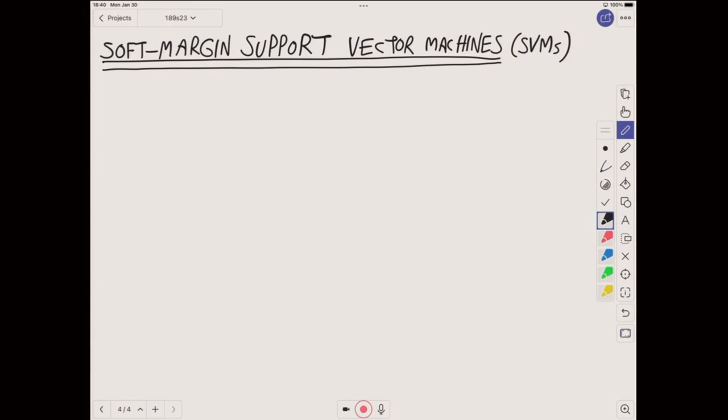Welcome back, everybody. Today I'm going to continue to talk about support vector machines, also known as SVMs. The last lecture I taught you about what are called hard margin SVMs, or maximum margin classifiers. Today I'm going to talk about a more useful version called soft margin SVMs. And soft margin machines solve two of the problems that are brought up by hard margin machines.